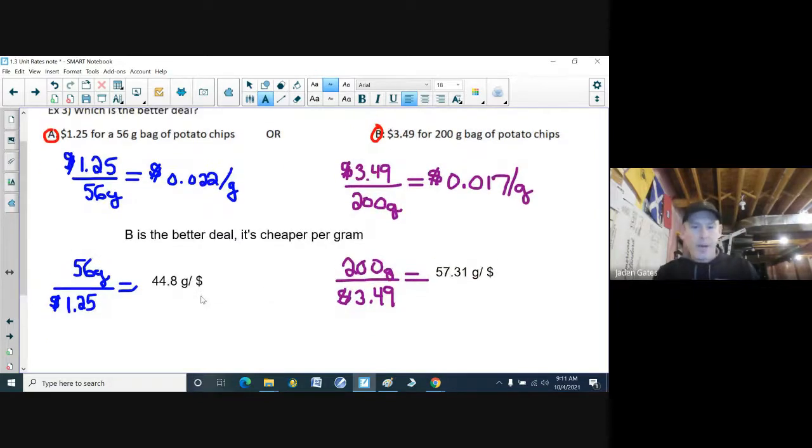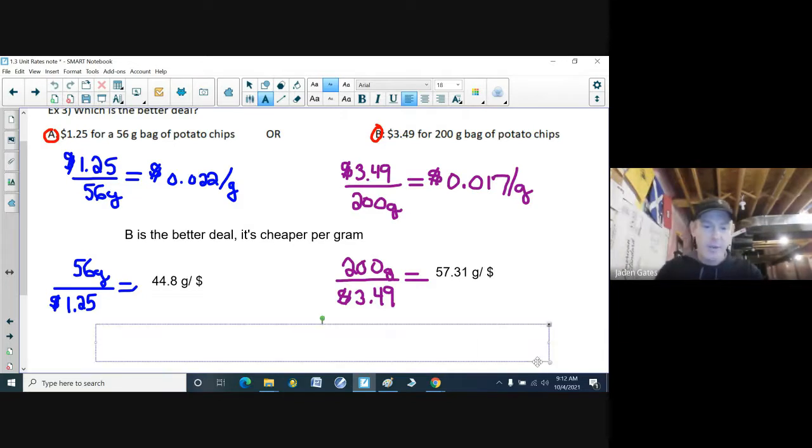And so which is the better deal? Well, in the first calculations, B was the better deal. I mean, it's the same deal, right? Well, what's the answer this time? I look over, I get 44.8 grams per dollar, and I get 57.31 grams per dollar. Well, you want the more grams per dollar, so B is still the better deal, of course. The explanation is different. There you get more grams per dollar.